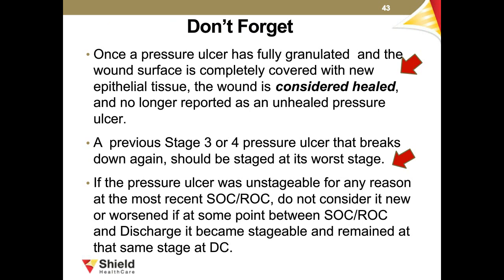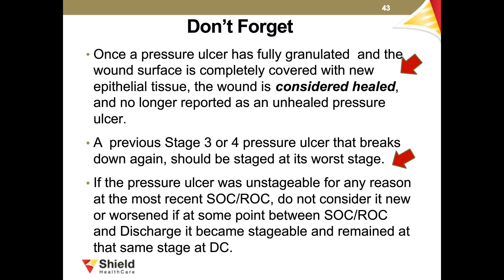Once a pressure ulcer is fully granulated and the wound surface is completely covered with new epithelial tissue, that ulcer or wound is considered healed, and it's no longer reported as an unhealed pressure ulcer. That's a huge change for home health from what we have done for years, and it is going to be an expensive one because we received a lot of case mix points in home health for those unhealed pressure ulcers that are closed over, which we will not have anymore because we cannot answer that as an unhealed pressure ulcer on the OASIS. A previous stage 3 or 4 pressure ulcer that breaks down again would be staged at the worst stage it ever achieved, and that's why that documentation is so important. What was it originally? What did it get to? What was its worst stage?